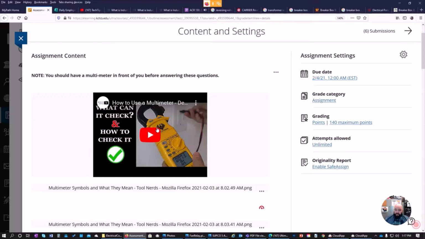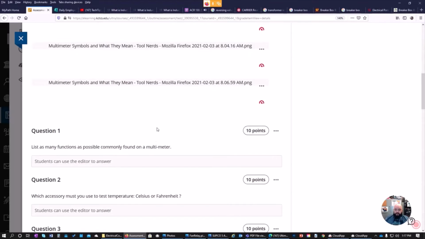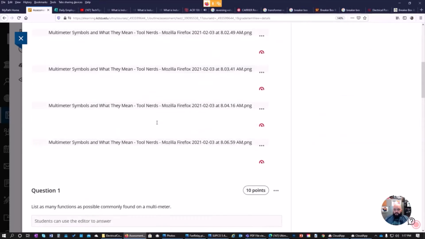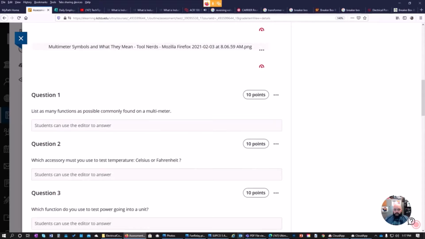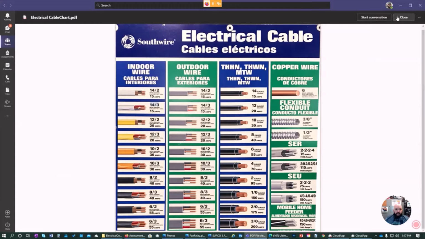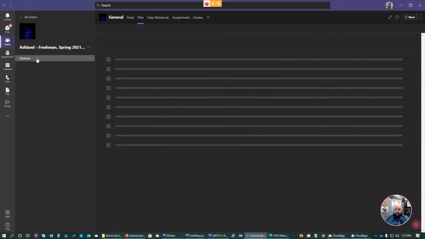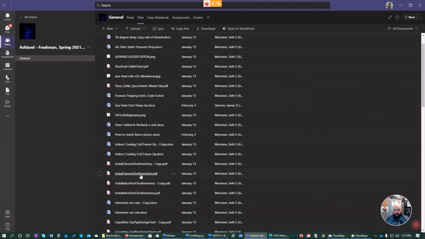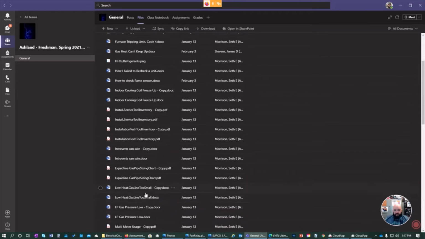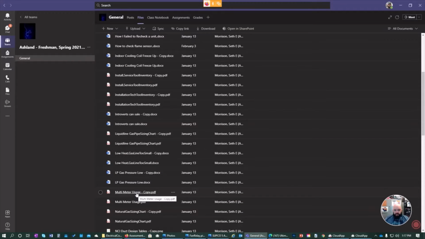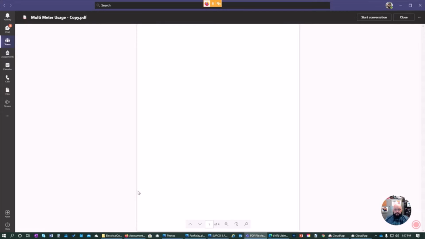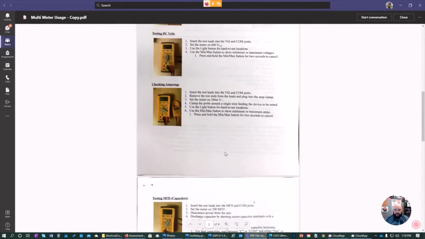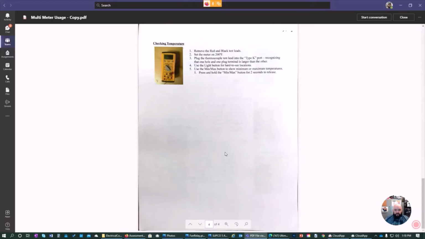And that is the multimeter. It can tell you so much information. So if you get a chance, review that video, and remember that in Teams, in your file, if you go to your Teams file list, you have resources that help you walk through the functions of a multimeter. So you have this one here that tells you how to use each function of a multimeter.